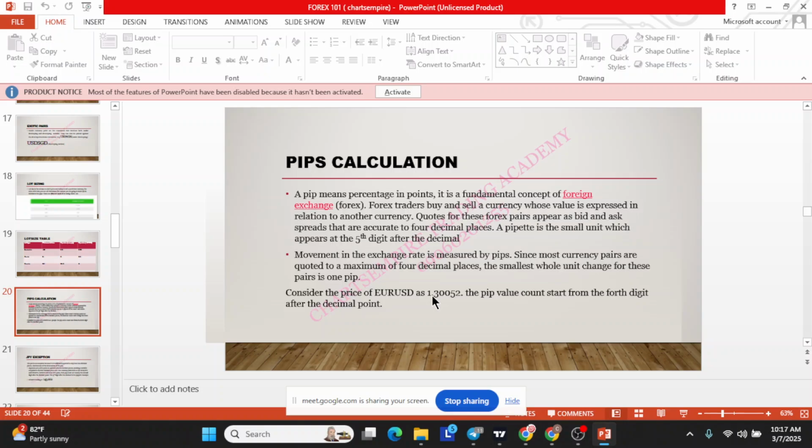If you look at this decimal point, after this 1 we have a decimal point, and if you count the number of digits after this decimal point, they are 5. 1, 2, 3, 4, 5. There are 5 digits. The last number, which is the fifth number, is called the pipette, while the fourth number is where the pip count starts from. This pipette is working more like the seconds on our clock.